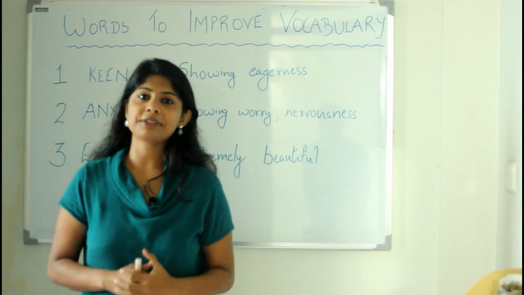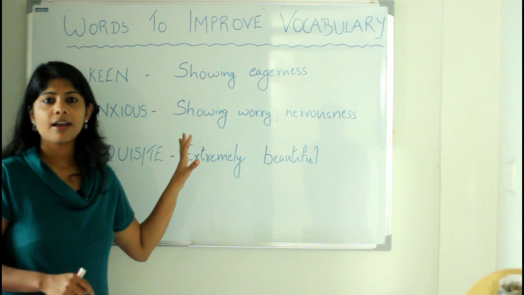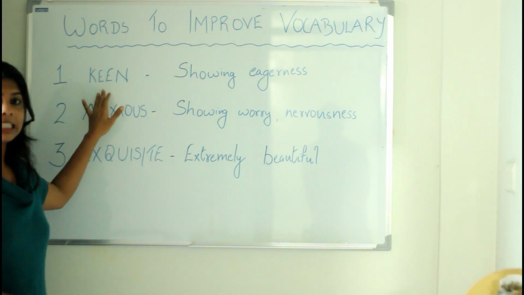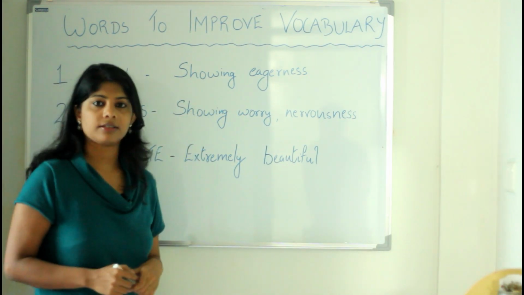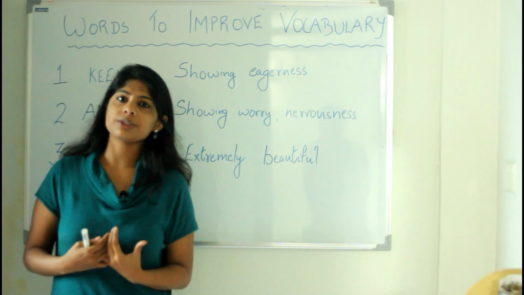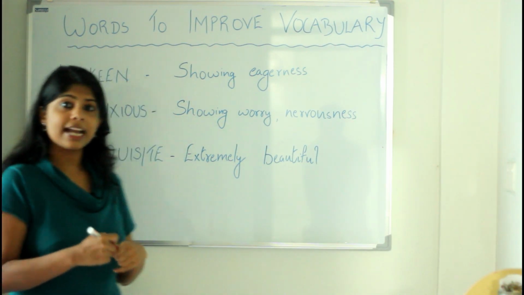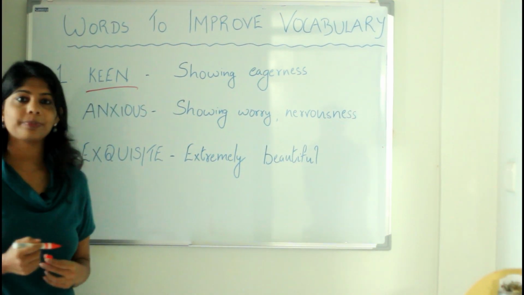Now let's spend some time to improve our vocabulary. So here are 3 words that we can use in our daily lives. The first word, keen. What does it mean? It means showing eagerness. Now, in our daily usage, we use words like she is very eager. Instead, use the word keen, which means the same thing.